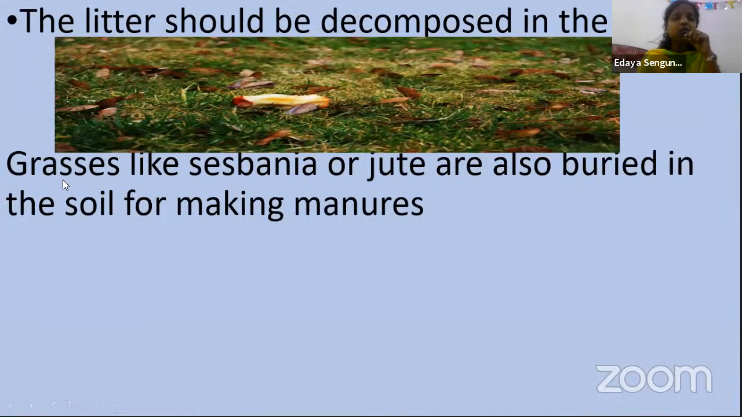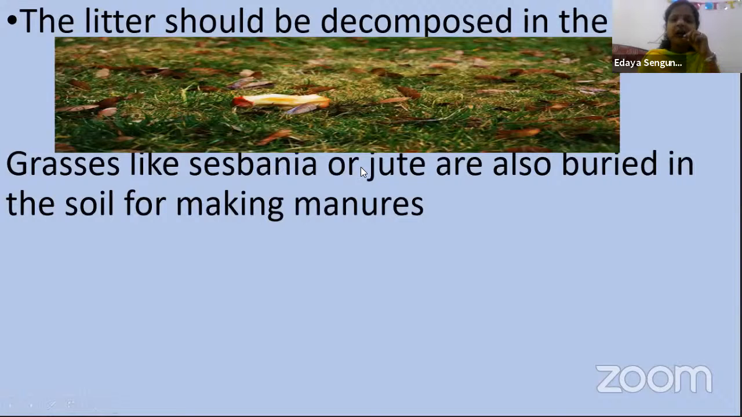Okay, see how this organic farming is done. To do organic farming, to retain the fertility of the soil, the litter should be decomposed in the ground, not the plastic litter. Got it? The food, agricultural or the kitchen waste, we can put it in the farming land, and when they decompose in that farming land, the nutrients are again gained by the land.